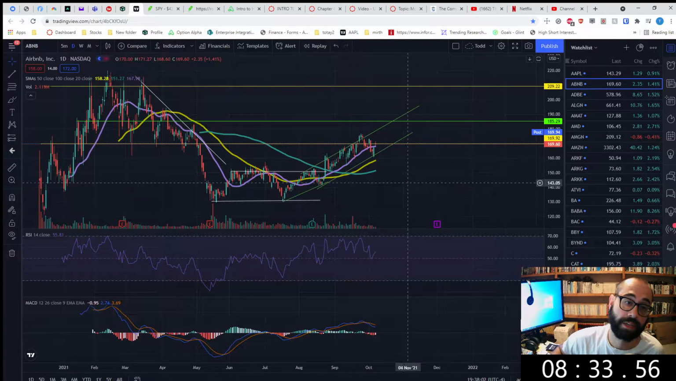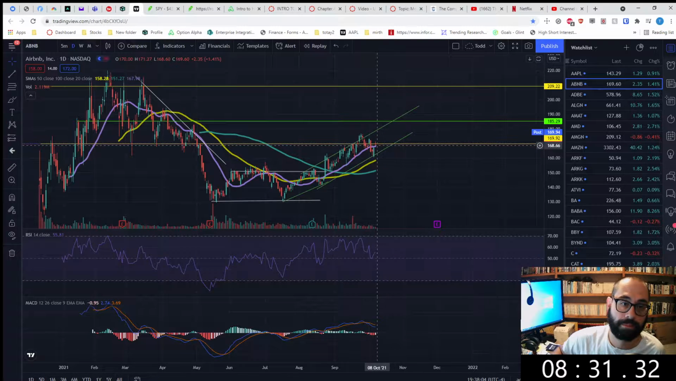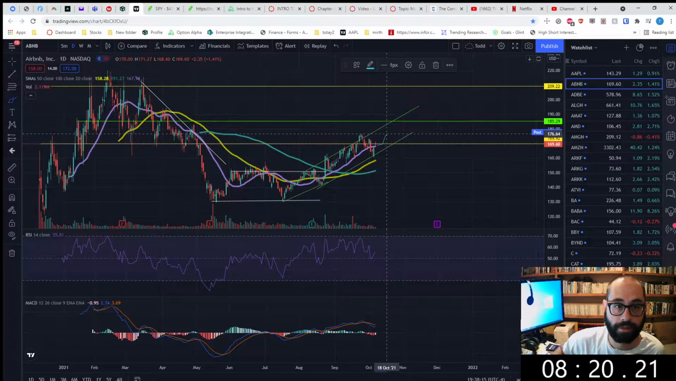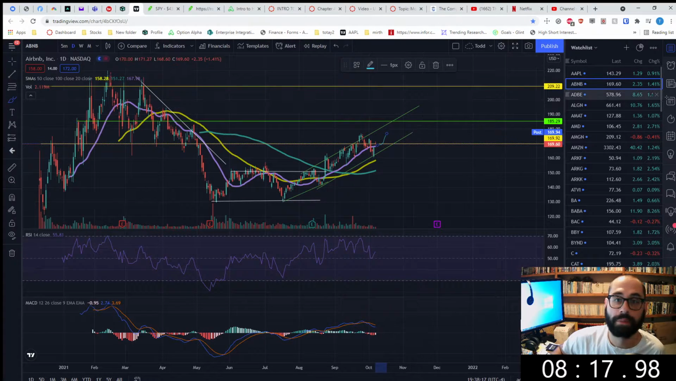Yeah, it's resting on the 20-day. So actually, that's more significant, I think. MACD and RSI look pretty good. So actually, yeah, I'm going to say bullish from here. Something along the lines of that. We'll see how that pans out.